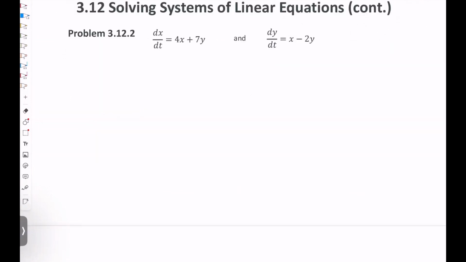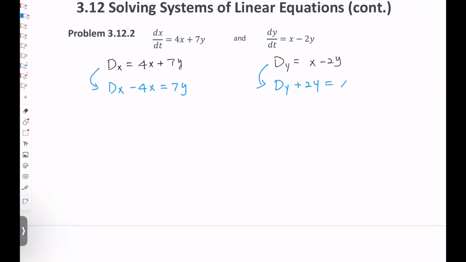Let's do this one. We need to isolate a variable. So first, we're going to write this in terms of D. We have Dx equals 4x plus 7y, and here Dy equals x minus 2y. From the first equation, we have x and y: Dx minus 4x equals 7y. The second equation, we have Dy plus 2y equals x.